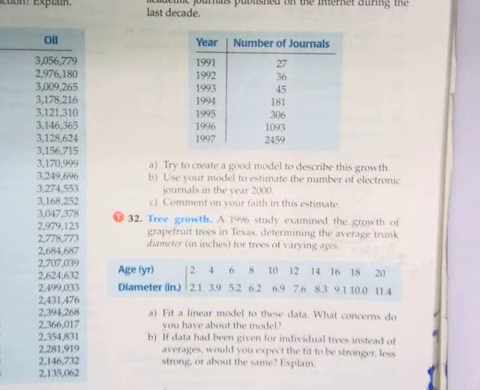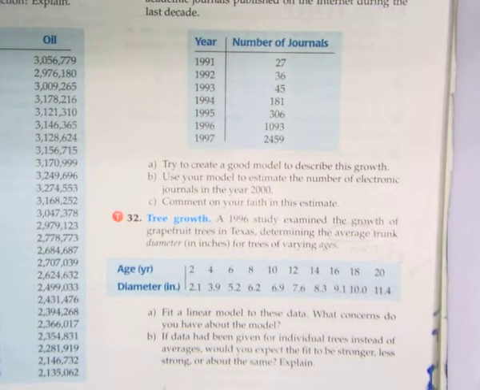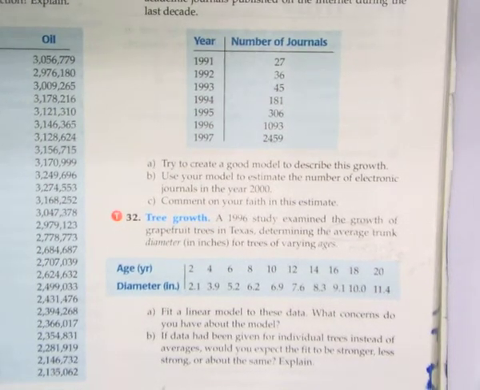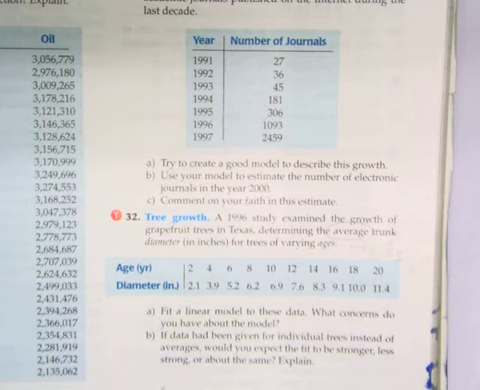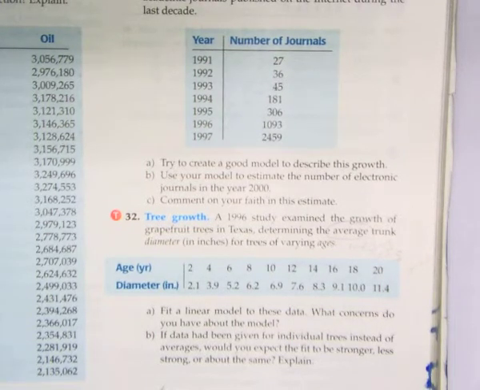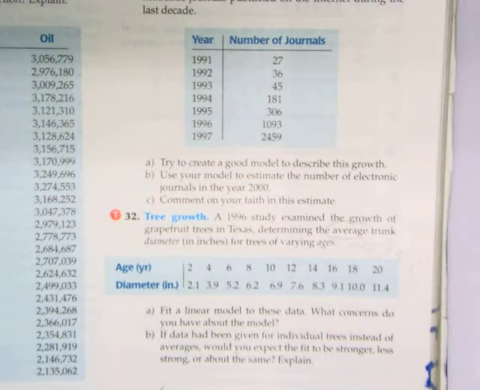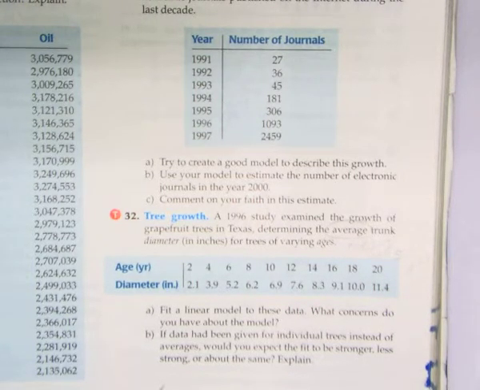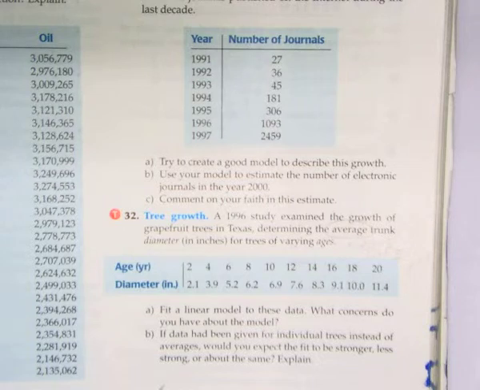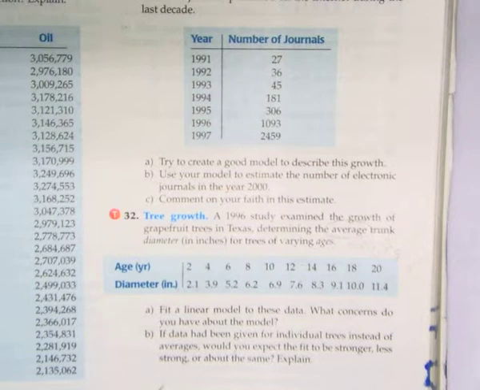So to answer question B, it says if the data had been given for individual trees instead of averages, what would we expect to happen? Well, we expect the model to be weaker because we'd have more variation. We'd expect the variation in the model to be more, and we would expect the fit of the model to be less beneficial. So that would be the answer to that.